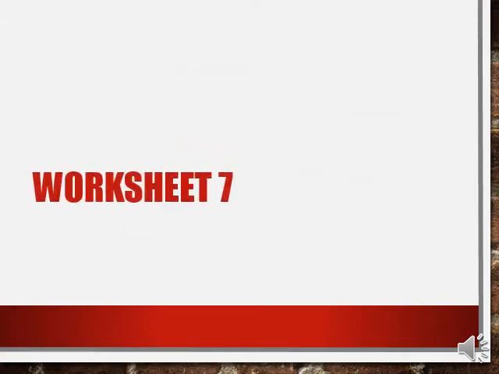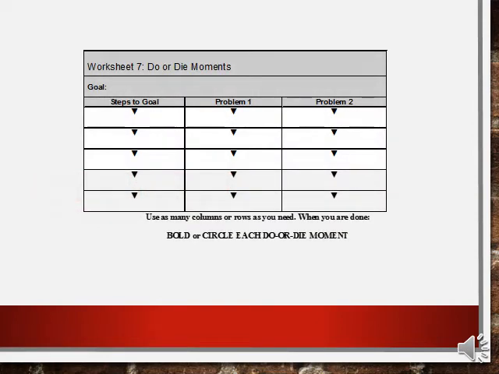This particular presentation is about Worksheet 7, Do or Die Moments. This is what Worksheet 7 looks like. In the second box from the top is the goal. Then we have 3 columns right now. The first column on the left, steps to goal, the middle column, problem 1, and the right-hand column, problem 2. As you fill out this worksheet, you will have to add columns.